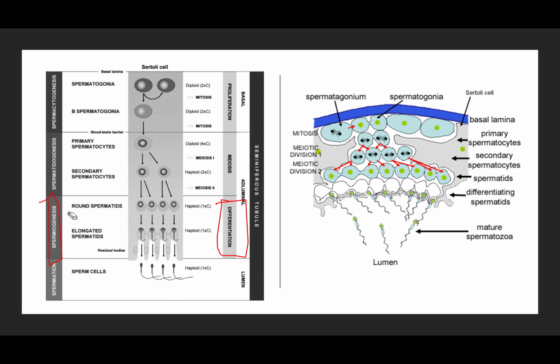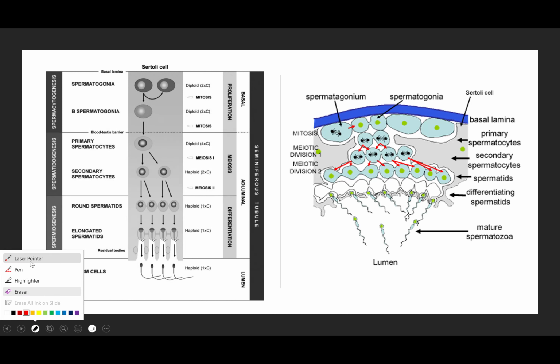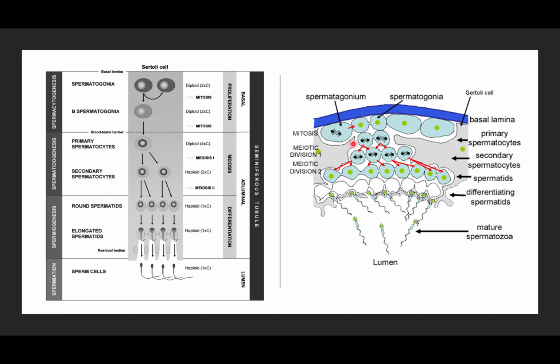All right, so we have that there. Remember, all of this is occurring in the seminiferous tubule, right? Spermatocytogenesis, spermatidogenesis, and spermiogenesis all occur in a part of the Sertoli cell, and then when the Sertoli cell ejects them, that is spermiation into our lumen. Okay, lovely. So notice as the process goes on, we're going closer and closer to the lumen.